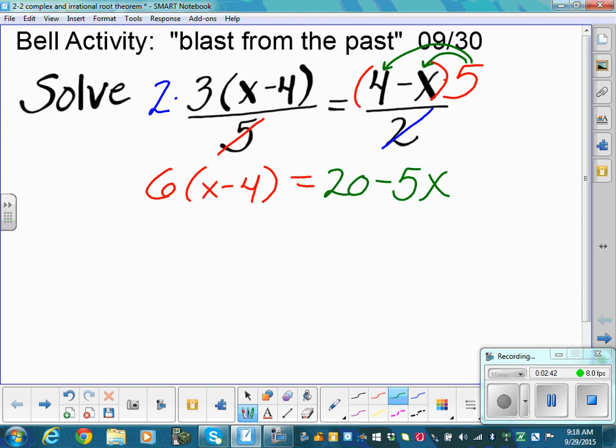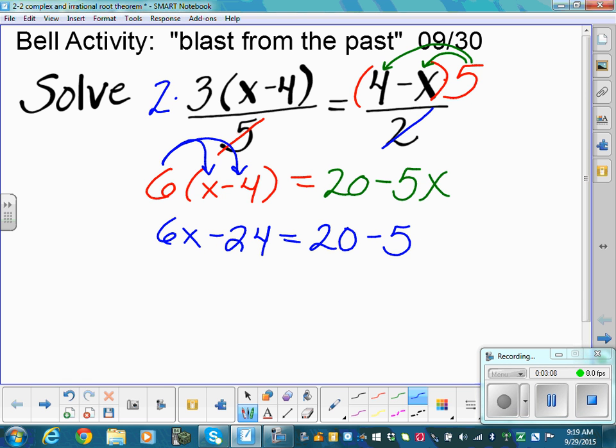Now let's look over here on the left again. We have 6 times all that stuff. We need to distribute it through. 6 times x is 6x. 6 times negative 4 is negative 24. Questions? I'm going to go slow. Please ask if you do. Are we all good? So we have 6x minus 24 is equal to 20 minus 5x.